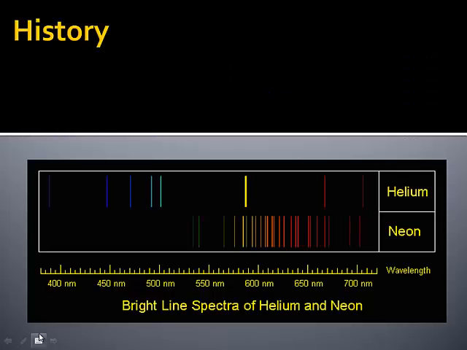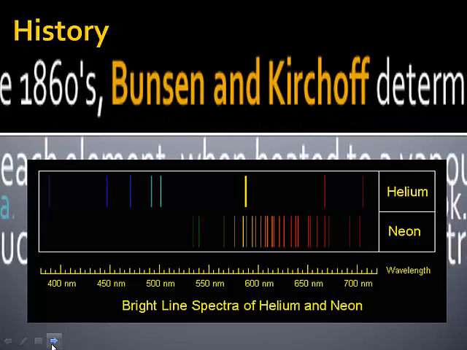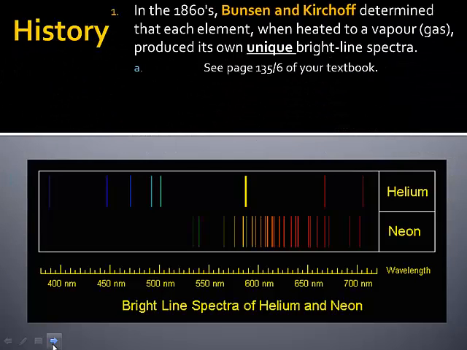So the first thing we need to do is a bit of history and talk about where our ideas about the electron in particular have come from. And in the 1860s, two men named Bunsen and Kirchhoff determined that each element, when it was heated to a vapor or gas, produced a unique bright line spectrum. When I say a bright line spectrum, I mean an individual set of bands, like we see at the bottom for helium and neon, which are unique and distinct for every different element.